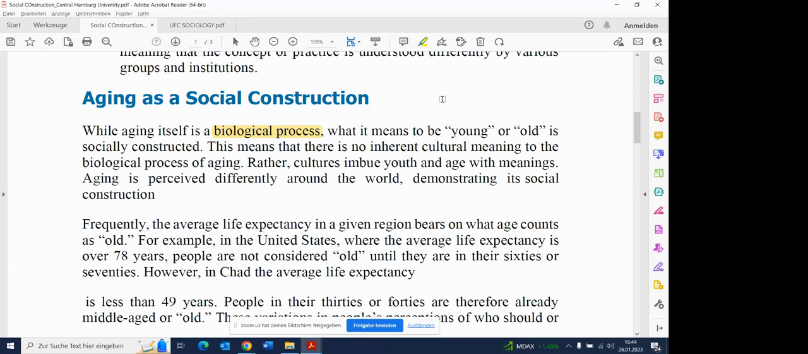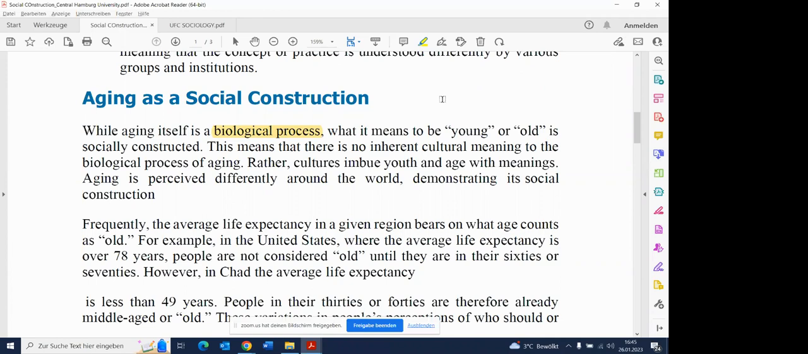Now it is manipulated. It is redefined, implying that you can be much older, but you still look younger. Like we've said, you can take the pills, you can do this and that, plastic surgery, yet the years are going, you're looking younger. You're going to be accepted in society and so on and so forth. Socially constructed. This means that there is no inherent cultural meaning to the biological process of aging.